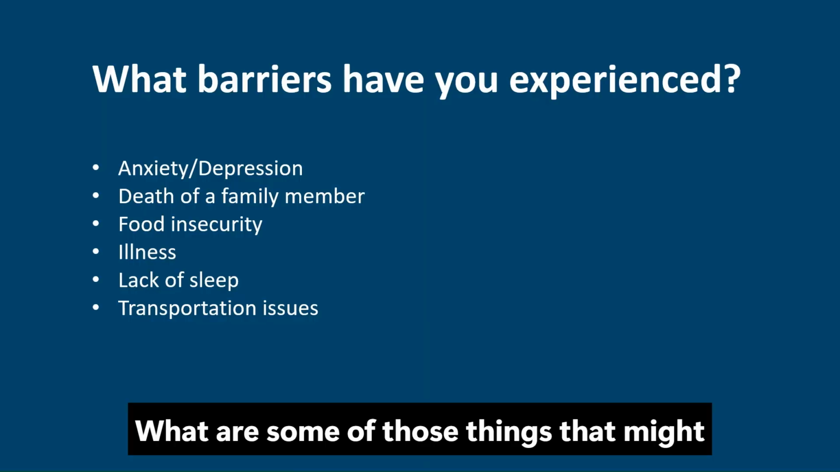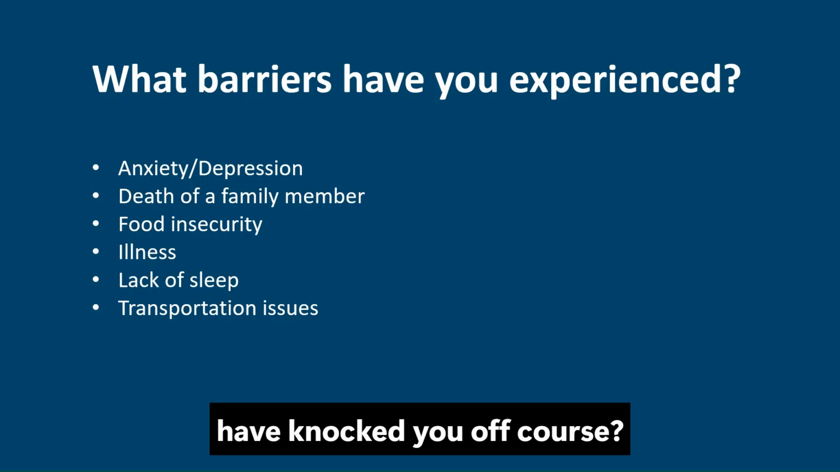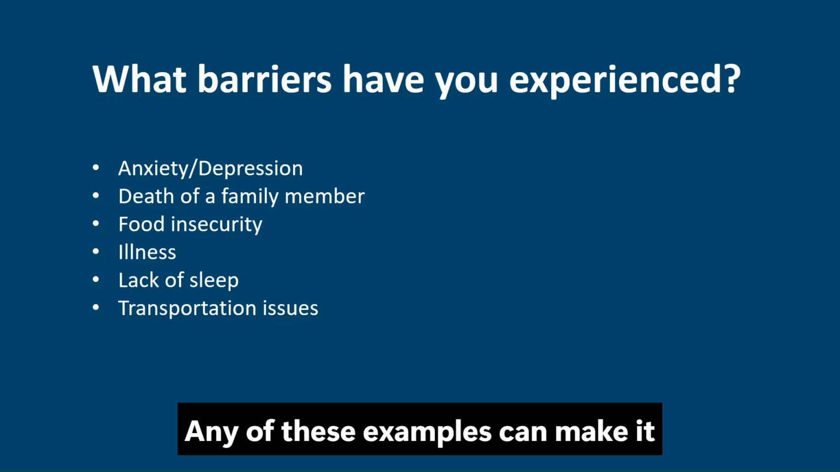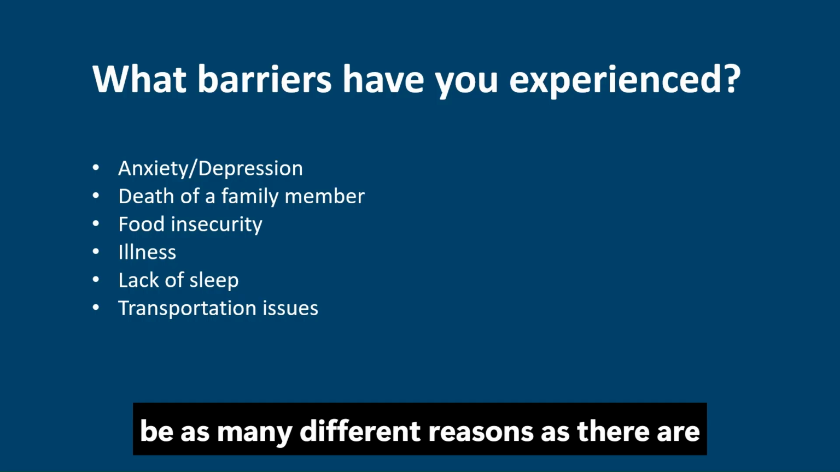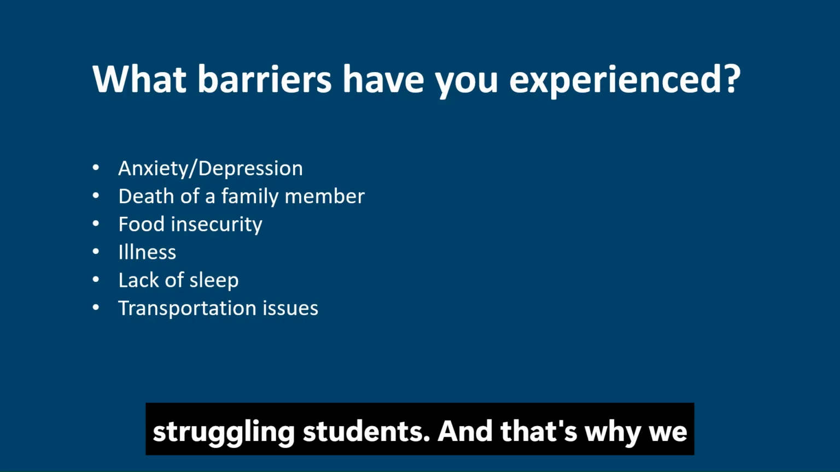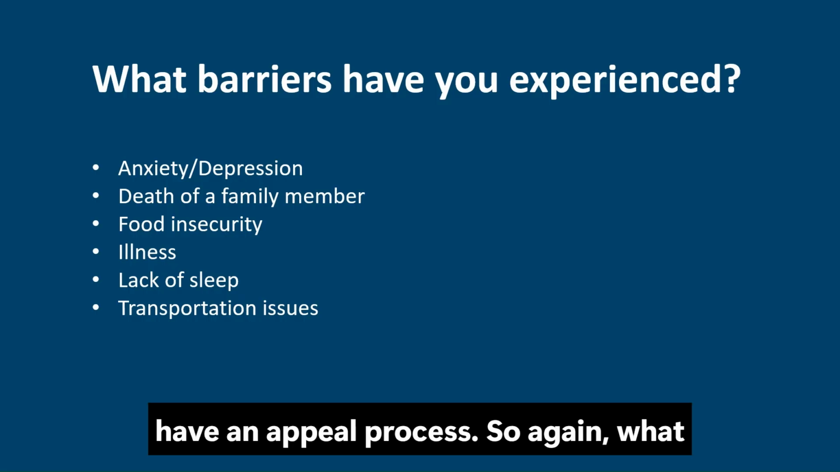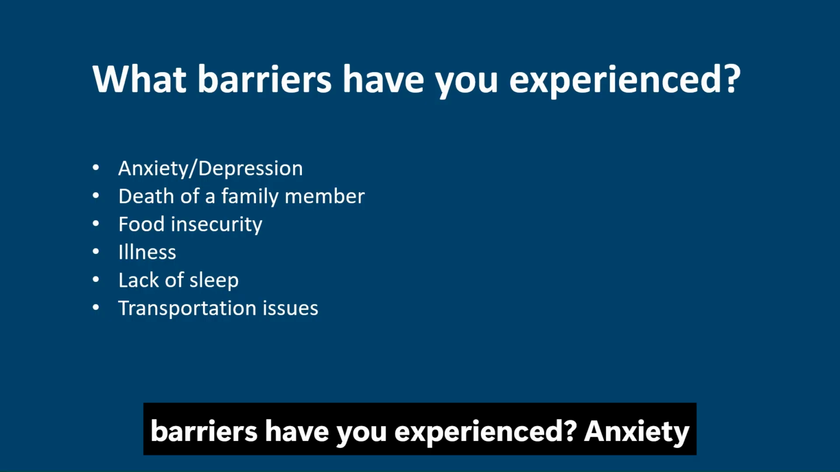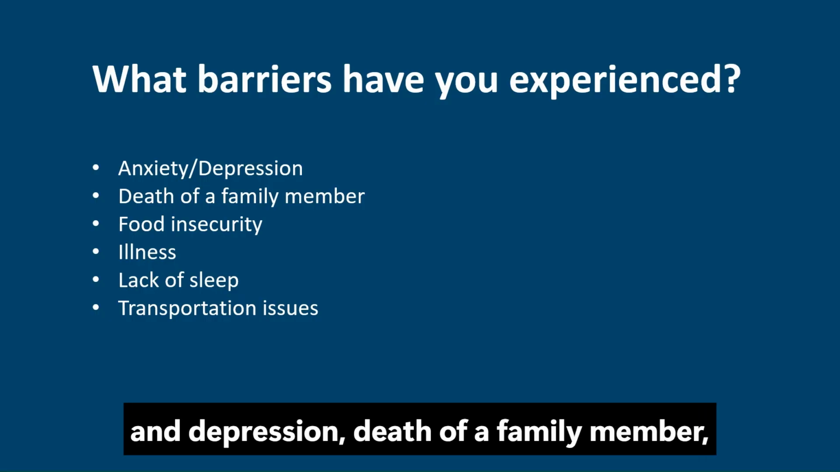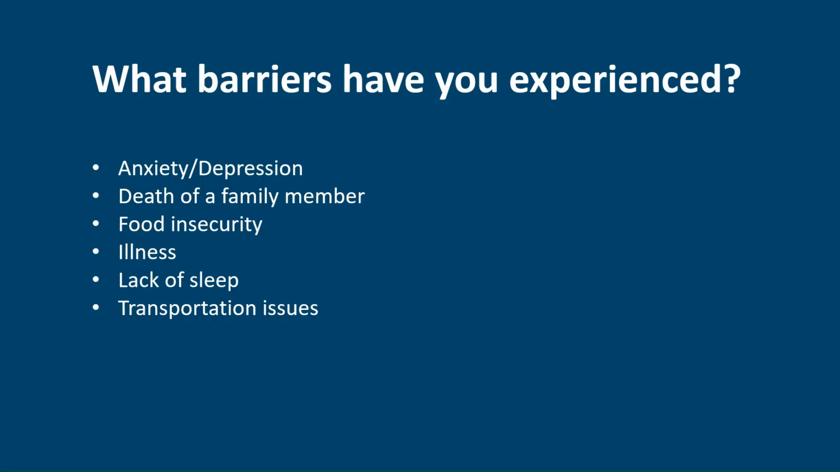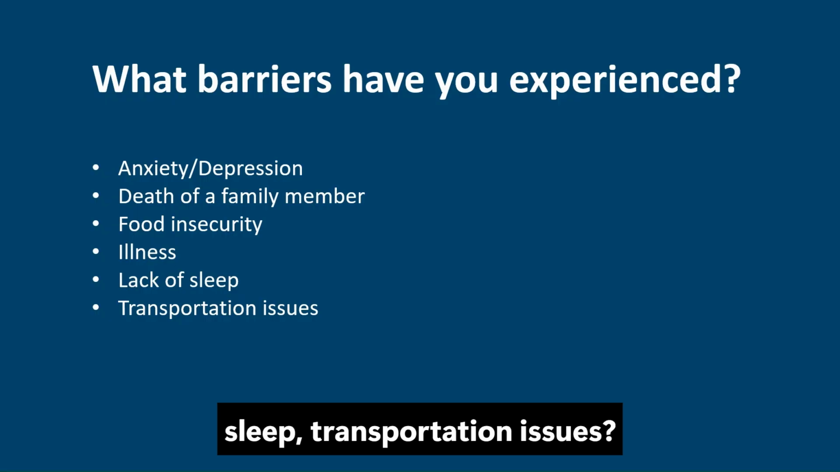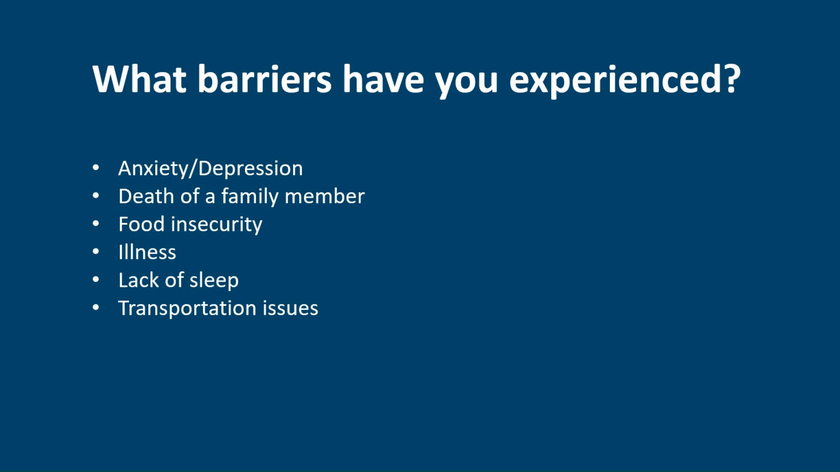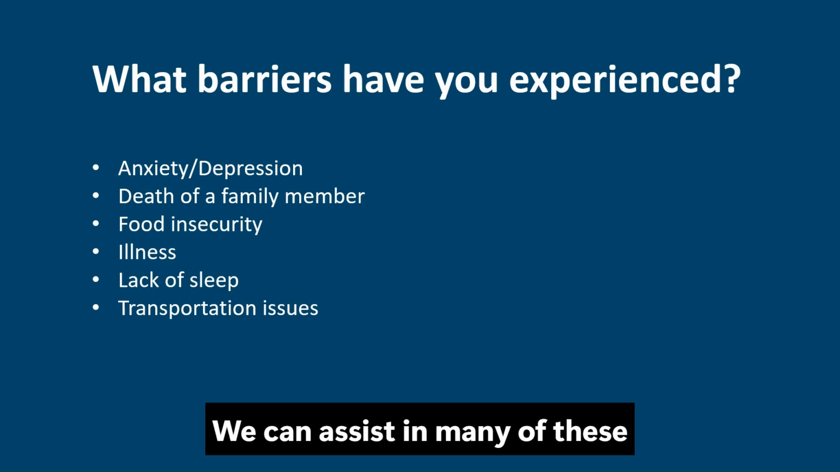What are some of those things that might have knocked you off course? Any of these examples can make it difficult to succeed in school. There can be as many different reasons as there are struggling students, and that's why we have an appeal process. So again, what barriers have you experienced? Anxiety and depression, death of a family member, food insecurity or illness, lack of sleep, transportation issues? We can assist in many of these instances.